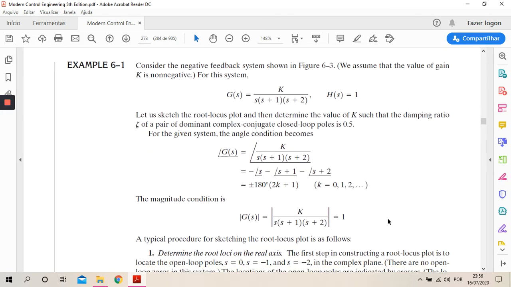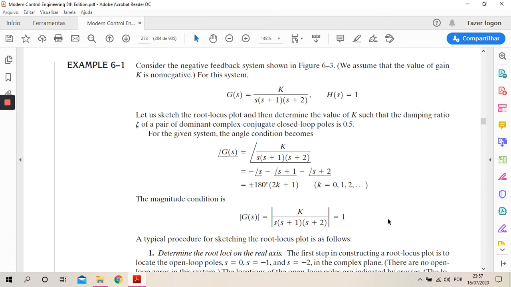Okay, now let's sketch the root locus plot and then determine the value of k such that the damping ratio xi, do you guys know this Greek letter xi? It is the damping ratio, and such that the damping ratio of a pair of dominant complex conjugate closed loop poles is 0.5. So for us, xi is 0.5, the damping ratio.